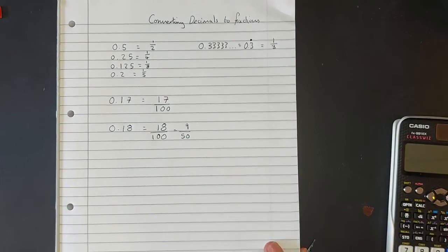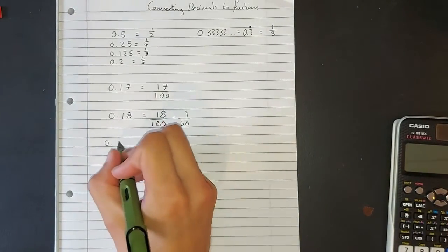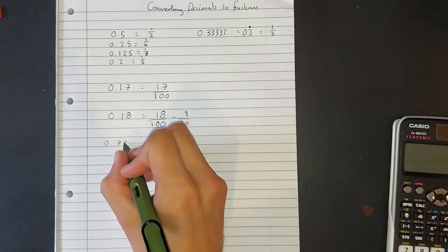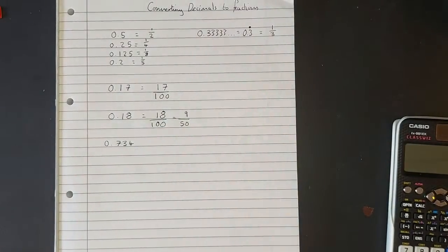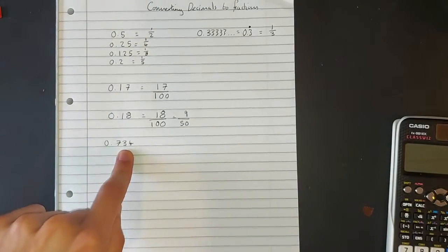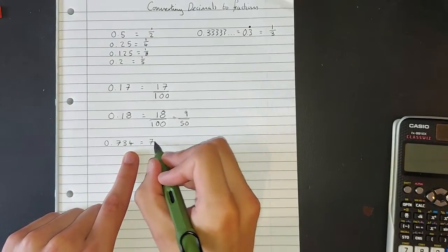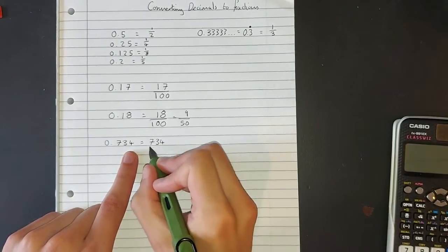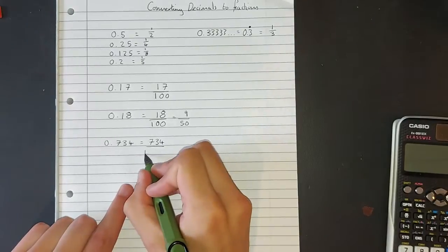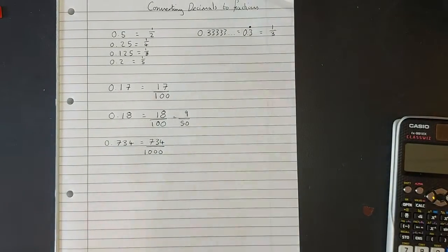One last example, let's have a quick look at this one. We have 0.734. Let's do that. So now we have 7 in the tenths column, 3 in the hundredths column, and 4 in the thousandths column. So this can be written as 734 over, we went all the way up to thousandths this time. So that's as far as writing it as a fraction.